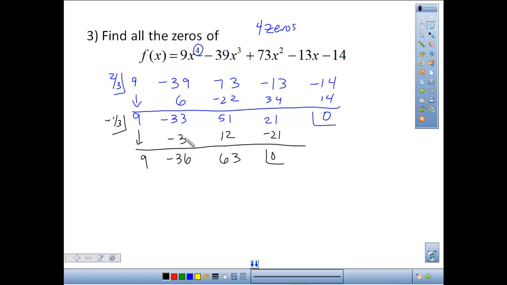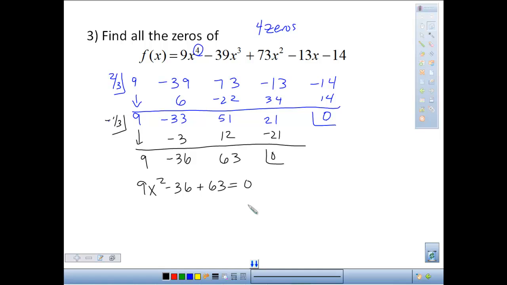Alright, so we've done our synthetic division with the two real zeros that we found, 2/3 and -1/3. And notice that once I did my synthetic division for 2/3, I just used the leftover to find out the values with the zero of -1/3. What I'm left with is 9x squared minus 36x plus 63. And we want to find those two remaining zeros.